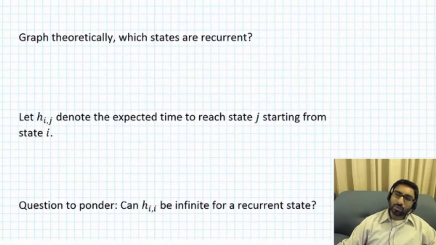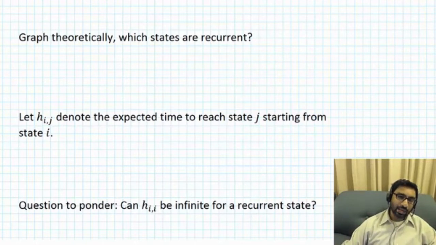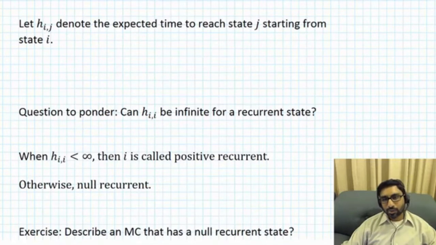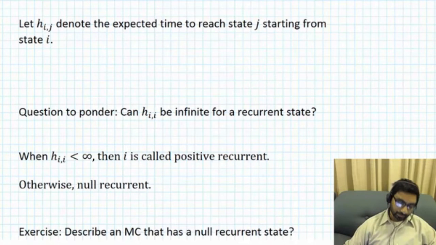So from a graph theory point of view, the question is what states are recurrent and what states are transient. Think about this a little bit carefully. You may want to pause for a little while and answer this question to your satisfaction, because this will ensure that your intuition is going in the right direction. Okay, so the question is clear. If you're given a graph theoretic representation of a Markov chain, how do you figure out which states are recurrent and which states are transient?